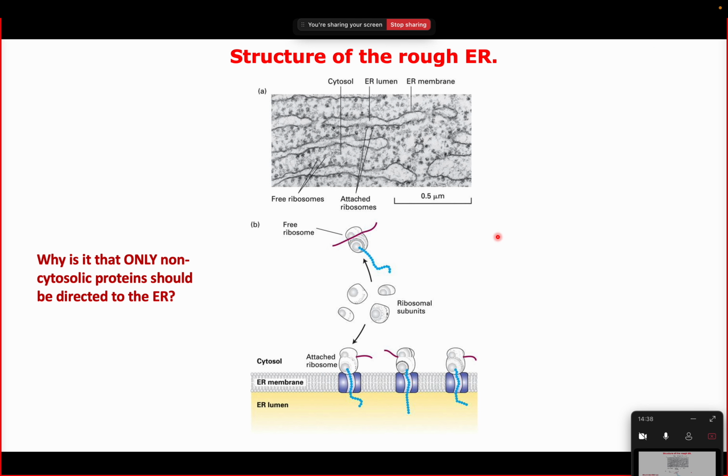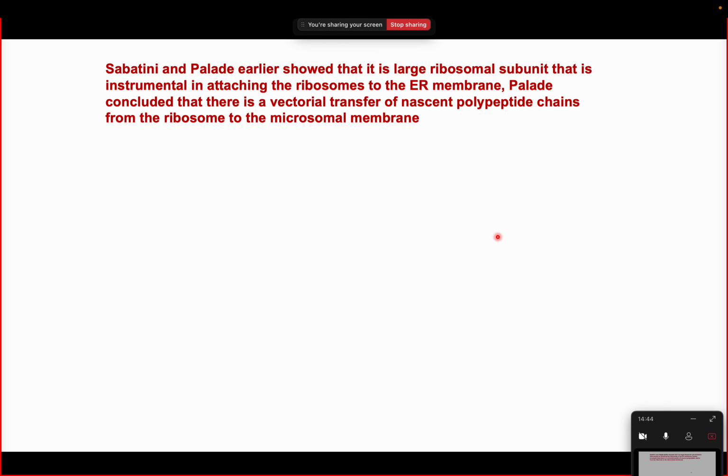so the question is, why should only non-cytosolic proteins be directed to the ER? Okay, so a lot of work goes into this, and as you have seen during the earlier discussion of this particular topic, I was taking these scientists' names, Sabatini and Palade. So earlier, both of them actually showed that it is the large ribosomal subunit that is instrumental in attaching the ribosome to the ER membrane. Okay.